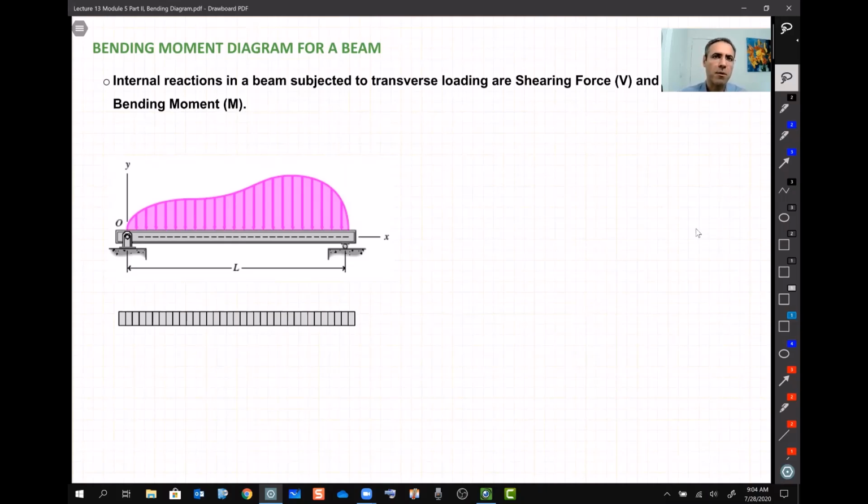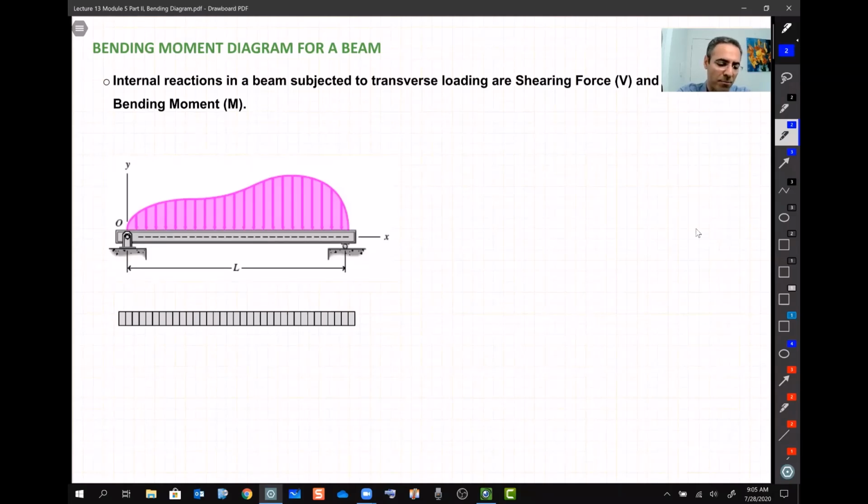You became familiar with the concept of distributed loads. You solved some problems in your assignment 3, and you should now have a good idea what a distributed load is and how you can solve a problem with a distributed load. Our next topic, which is today's lecture, is on the internal reactions for a beam. What are the internal reactions for a beam?